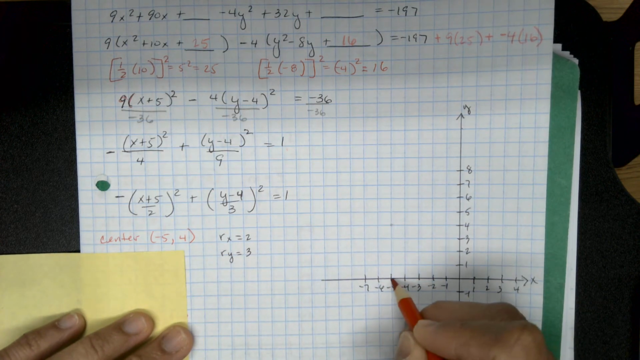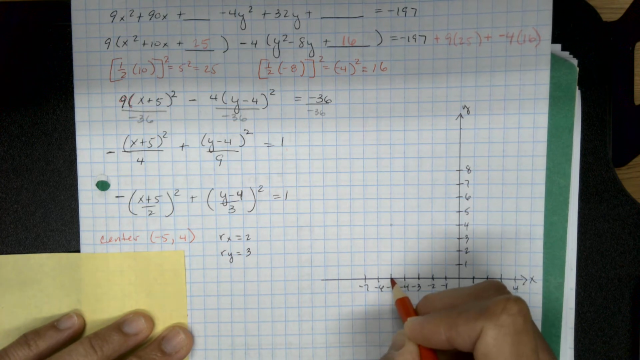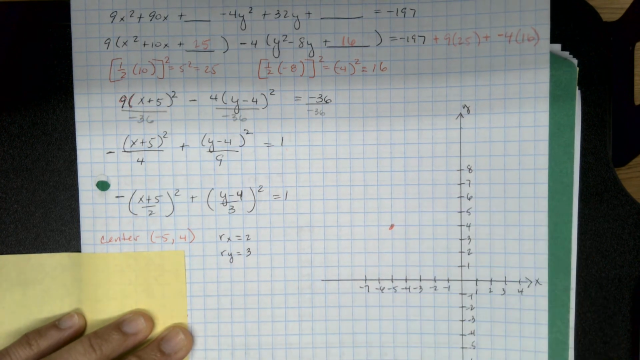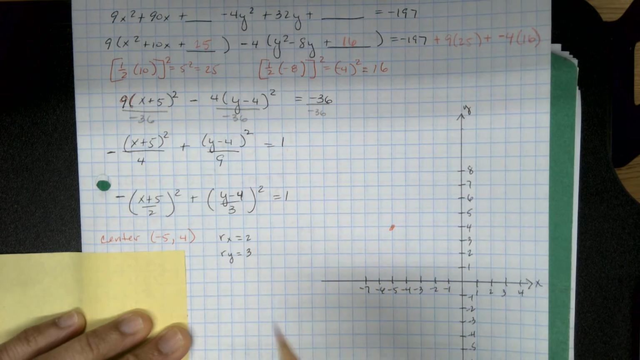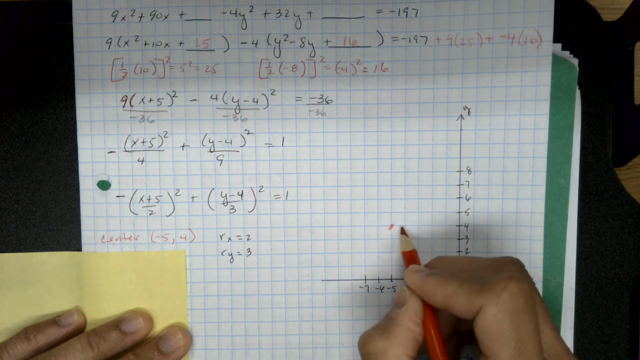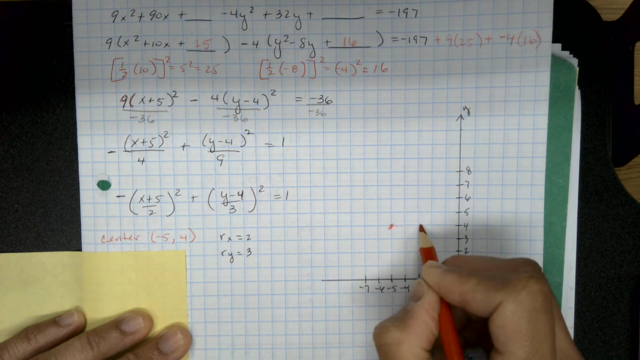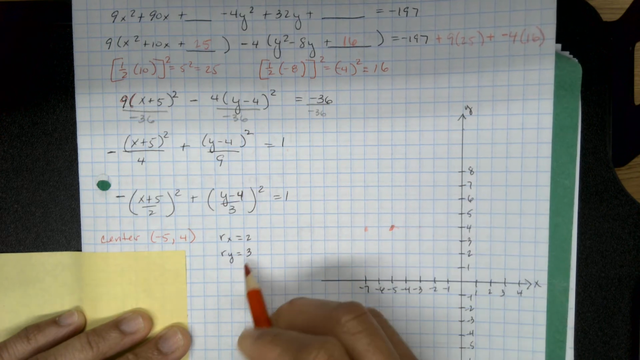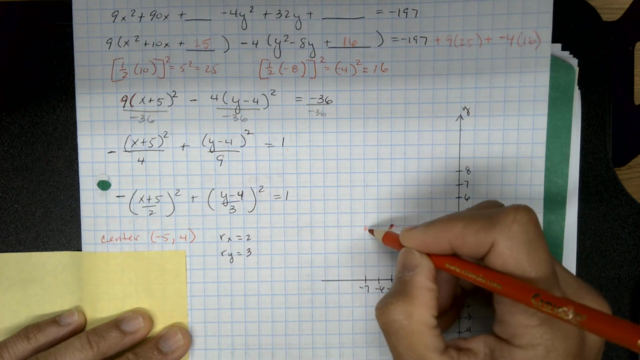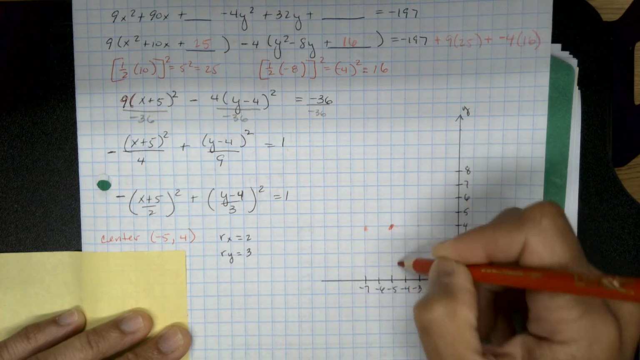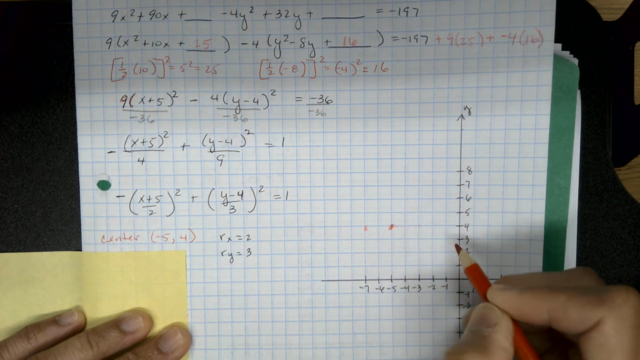So -5, +4. There's our center. The radius of x is 2 units, so we move 2 units. We move 2 units. The radius of y is 3 units, so for the radius of y, we move up 3, down 3. So here's the center.